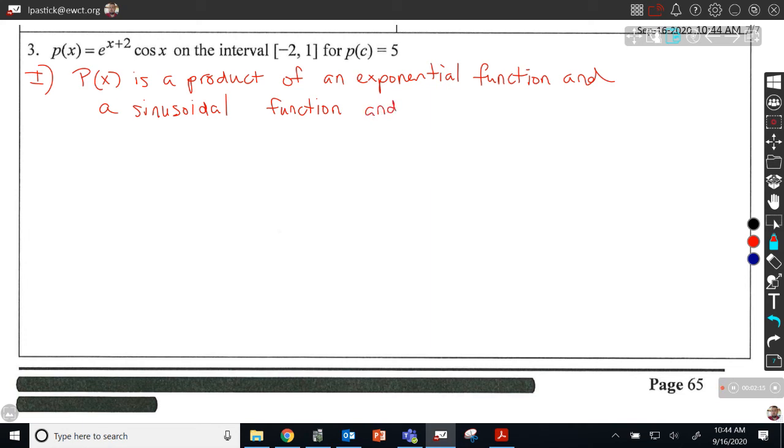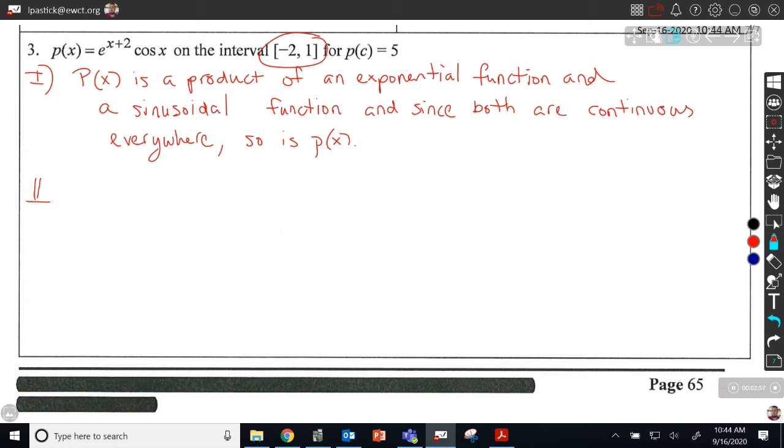And since both are continuous everywhere, so is p of x. So what I'm saying here is that e to the x plus 2 is continuous everywhere, cosine of x is continuous everywhere. So if we multiply those two things together, we're not going to create any discontinuities. So the function's continuous everywhere. If it's continuous everywhere, it's continuous on the closed interval. So that's part one. So we're good there.